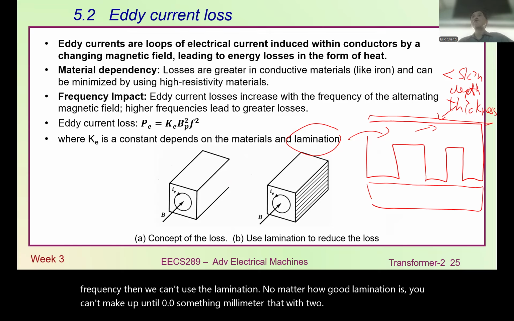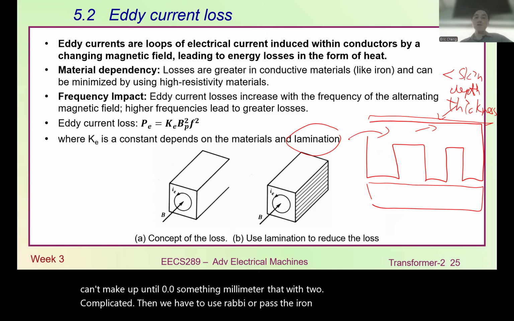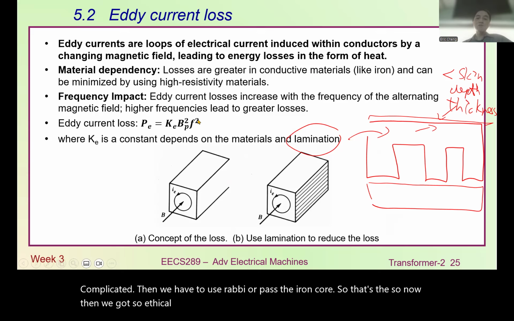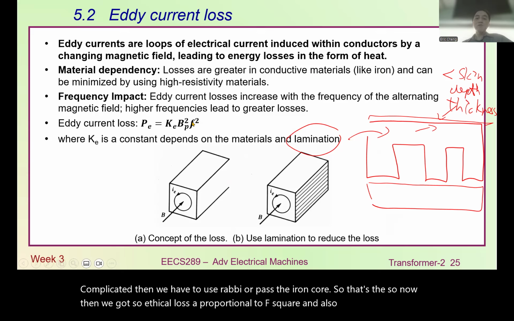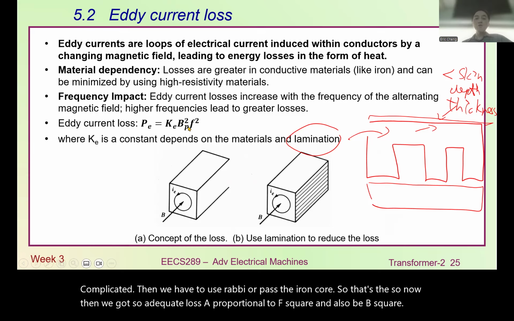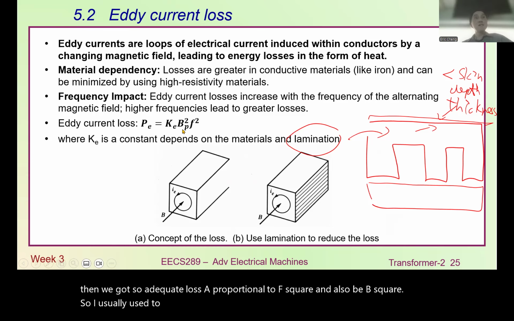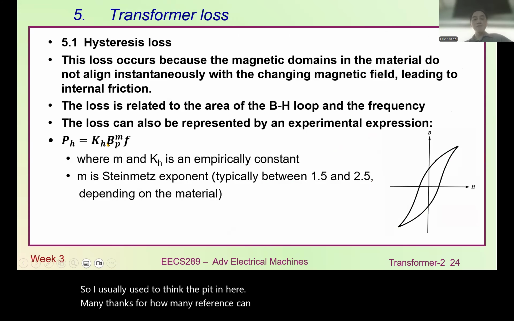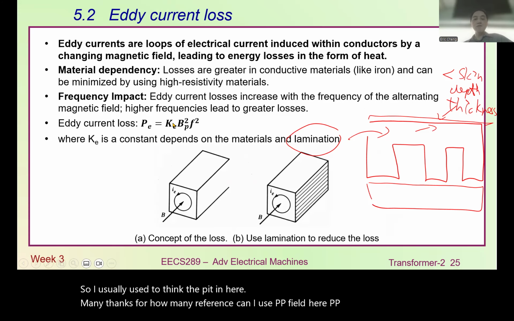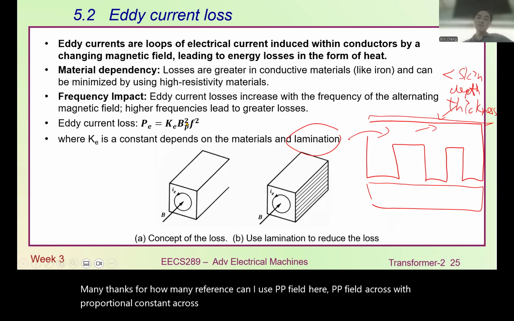Then we have to use ferrite wire or powder iron core. So that's the norm. Eddy current losses are proportional to f squared and also B squared. I'm usually using the peak B field here. Many textbooks and references use the peak B field here, of course with a proportional constant. Some literature may use RMS here and merge it into the constant.